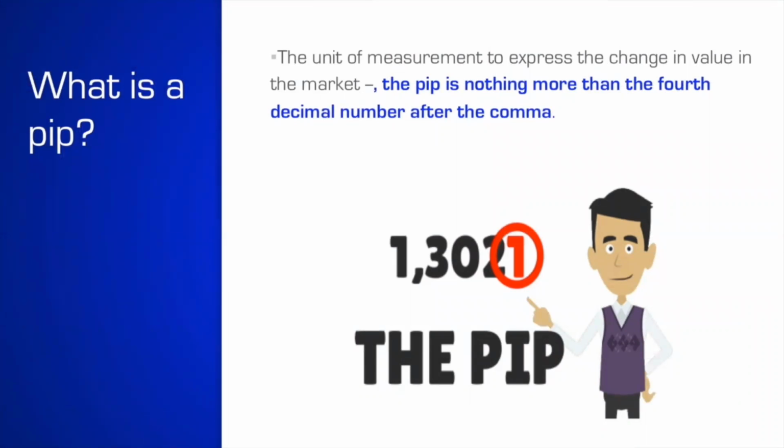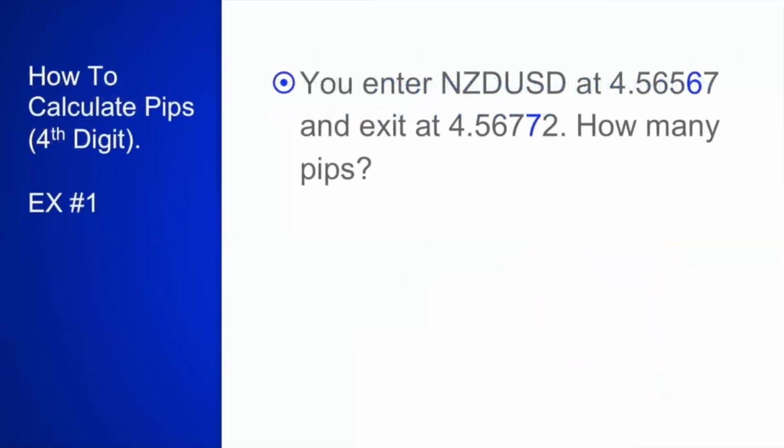It is nothing more than the fourth decimal number after the comma. You see in this picture here, the 13021. And by the way, that's not supposed to be a comma, it's actually a period. So that's really 1.3021. The 1 is the pip position. Now you know what a pip is.